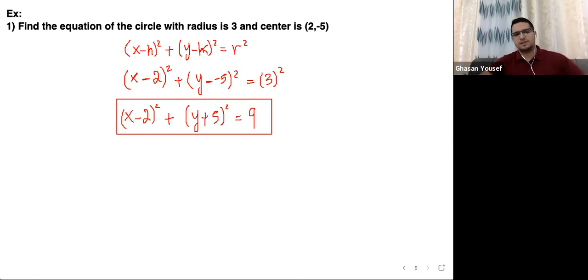Any question for this example, the first part of the example? Makes sense? It's clear how we plug it? It's direct. You have to write the equation of the circle, then you plug the center, the ordered pair, inside the equation, and also the radius inside the equation. What's your question here, Crystal?